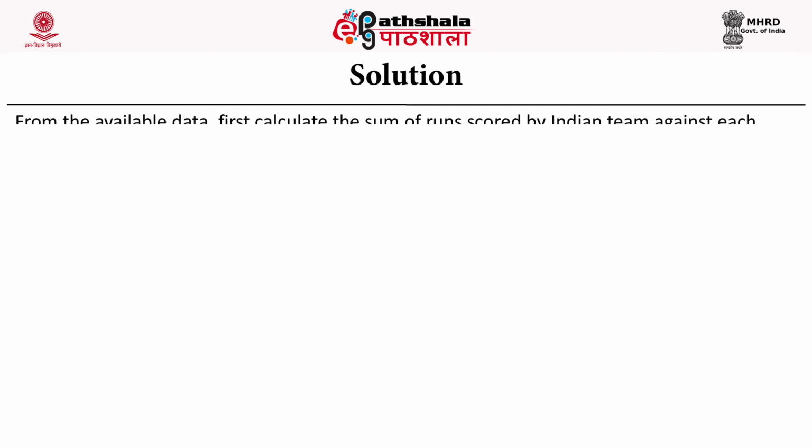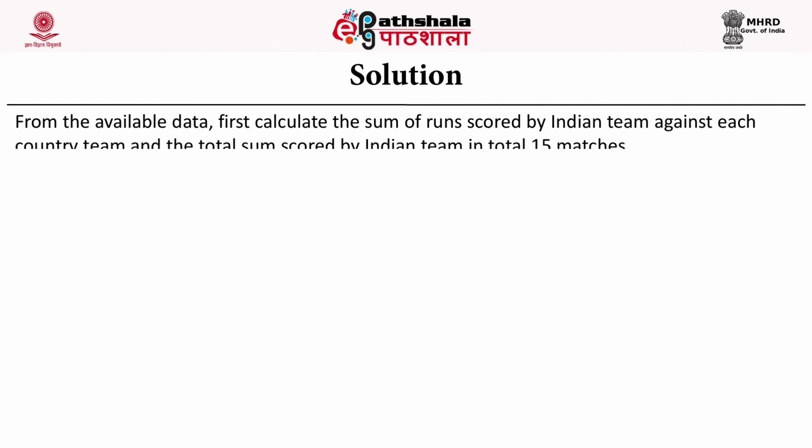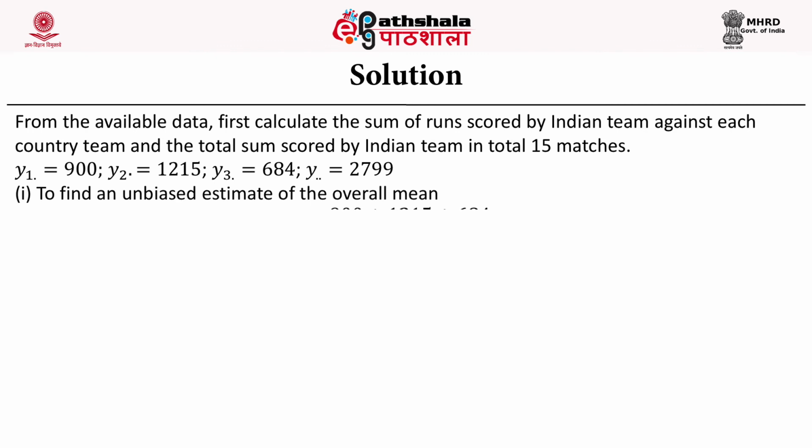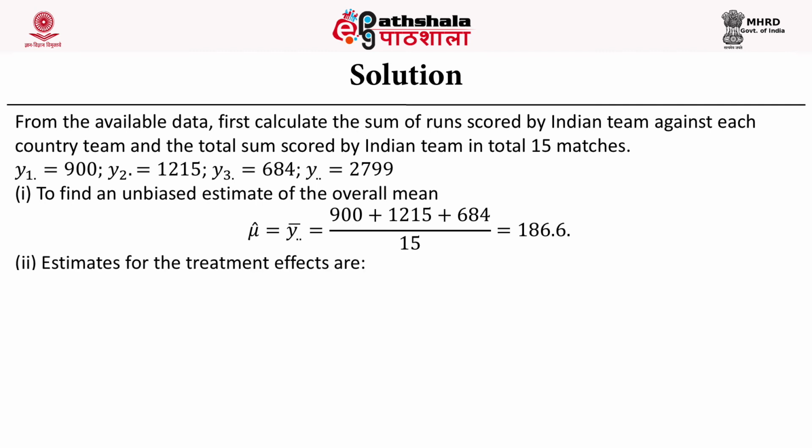From the available data, first calculate the sum of runs scored by the Indian team against each country team and the total sum scored by the Indian team in 15 matches. So y1 dot is equal to 900. That means the score scored by the Indian team against Sri Lanka is 900 total. And y2 dot is the total scored by the Indian team against Australia, which is 1215 runs. Similarly y3 dot is equal to 684, and y double dot, the grand total scored by the Indian team against different country teams, is 2799.